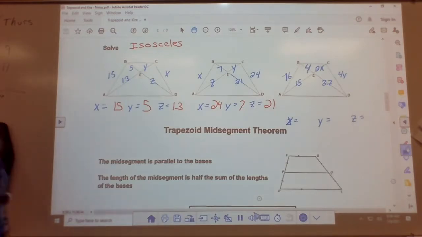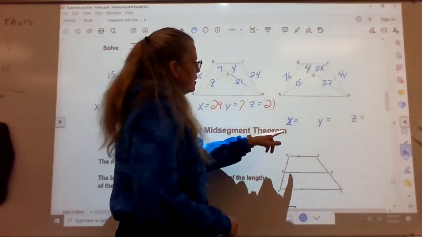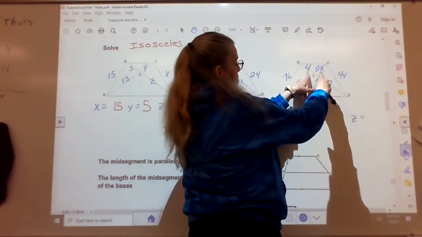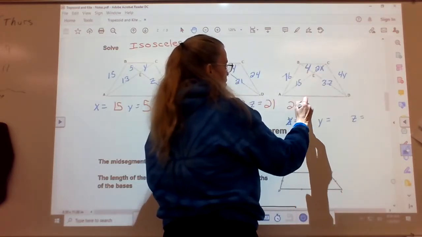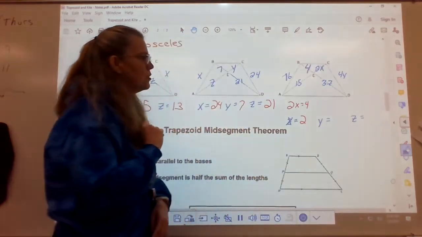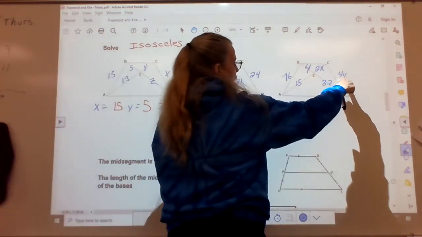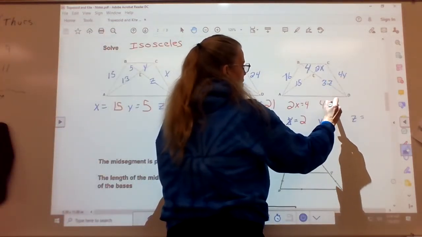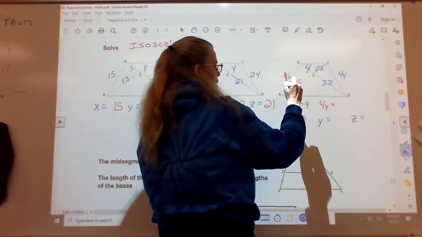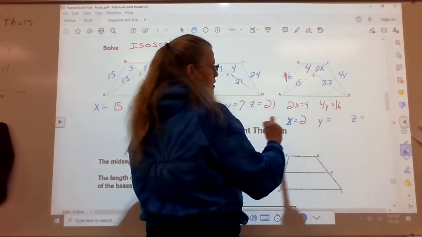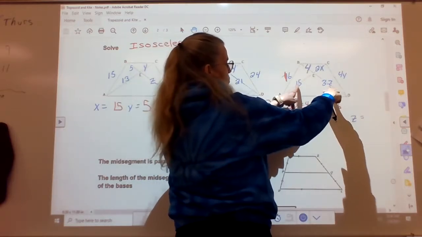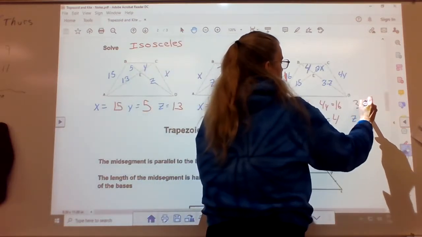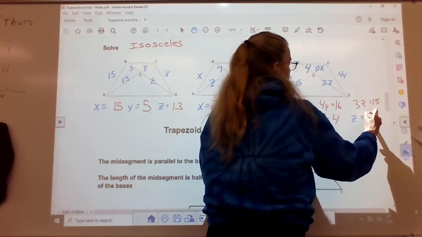This last one takes a couple of tiny little equations. Here's my X. So 2x equals 4, x is going to be 2. Here's my y. 4y equals 16. Divide by 4, I get 4. And then my last one is 3z equals 15, so z equals 5.